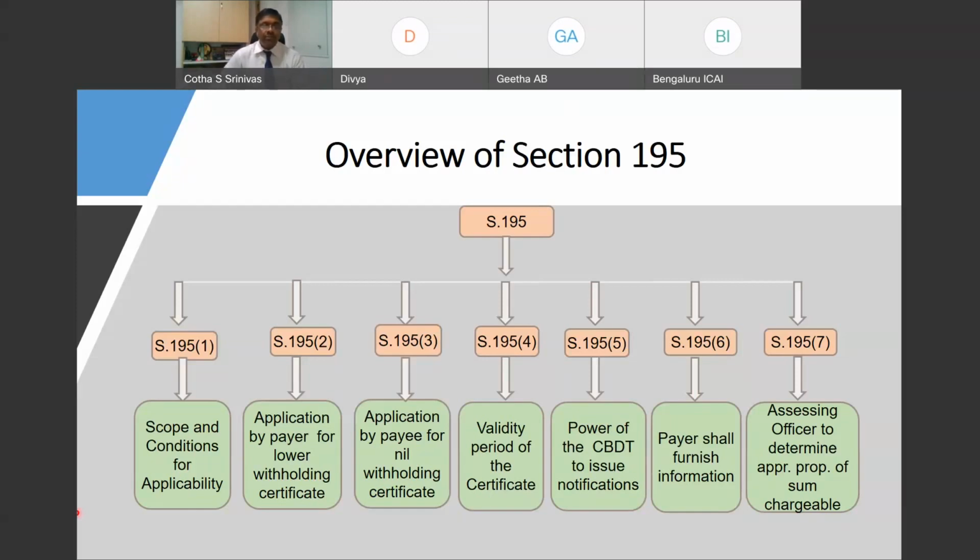Let me quickly go through these provisions. Most of this is already explained, so I'll quickly run through this section 195.